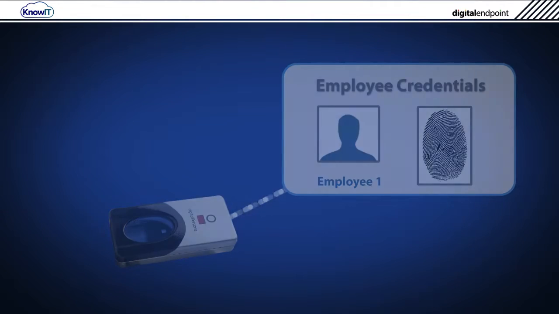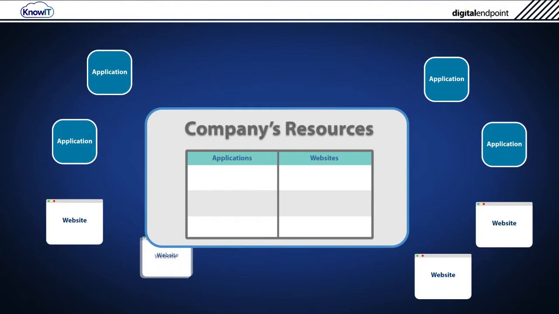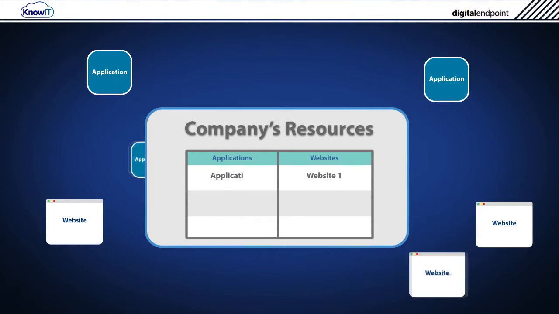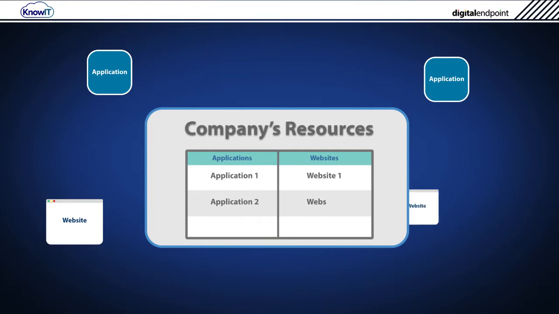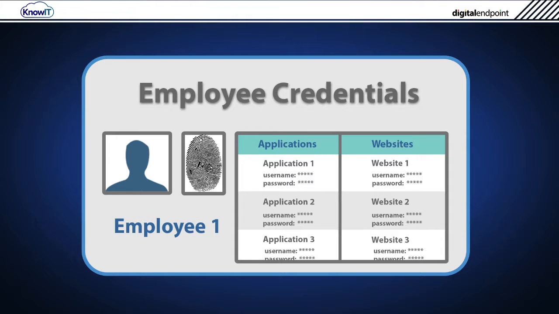The company resources that are to be protected are added next. This can be any website or application that the company wants to control access to. Finally, every employee will have their own list of protected company resources assigned to them that only they have access to.